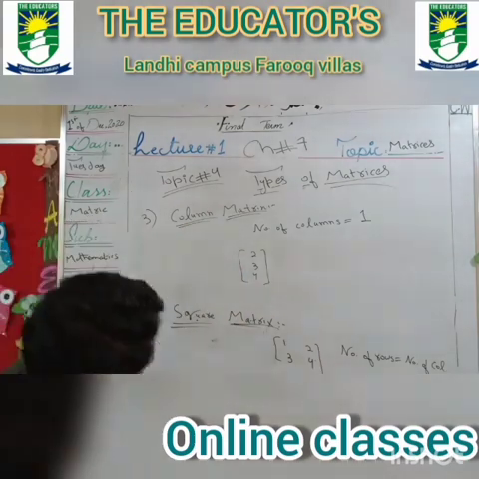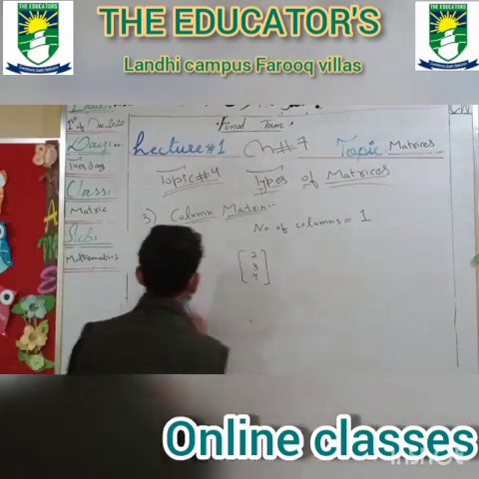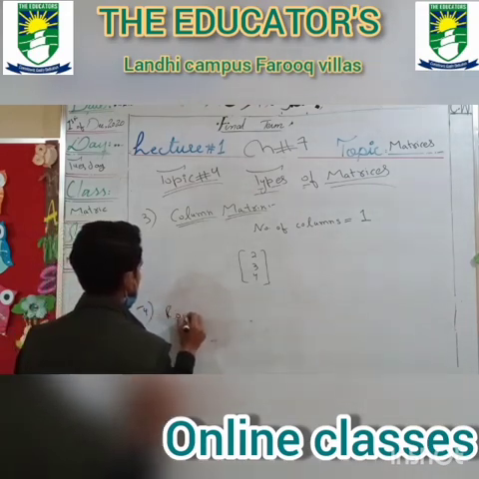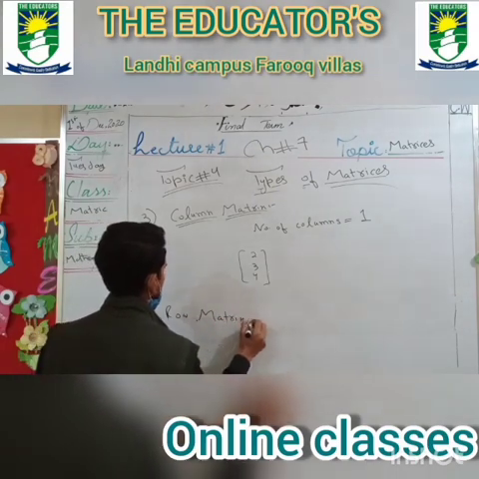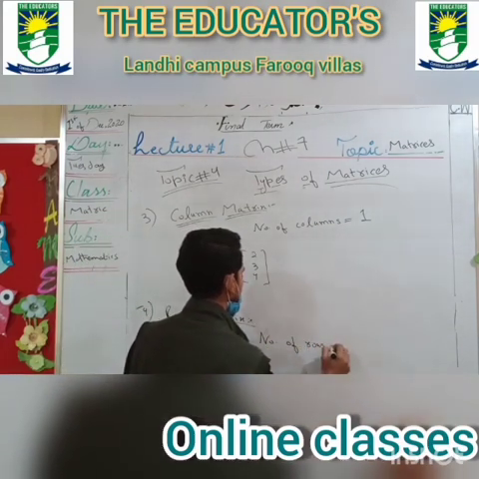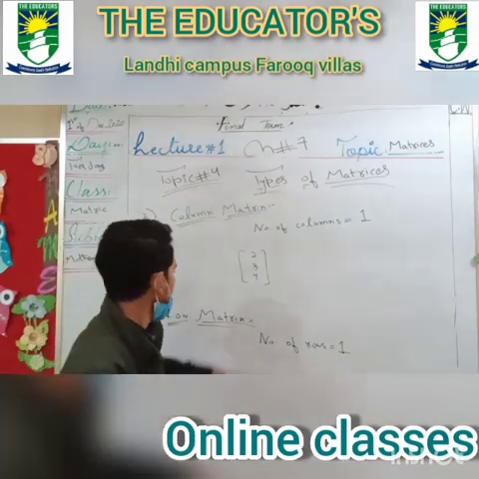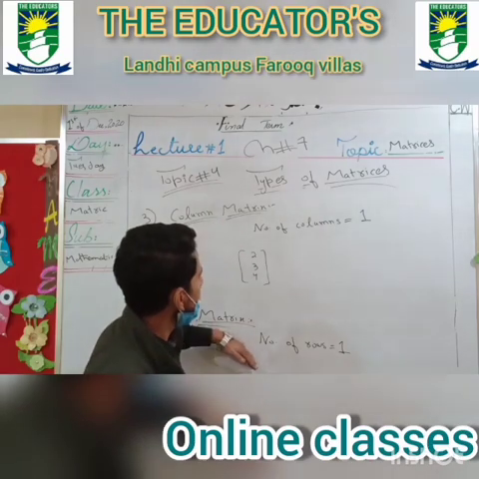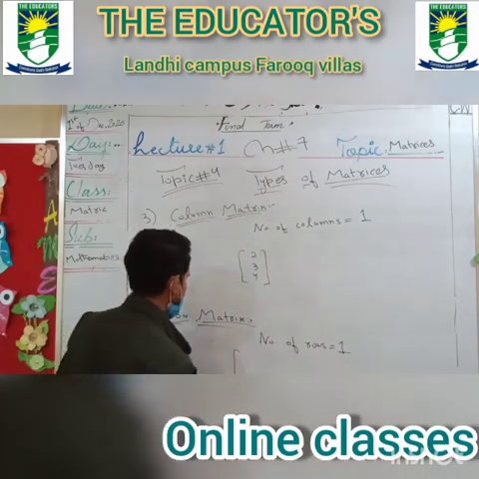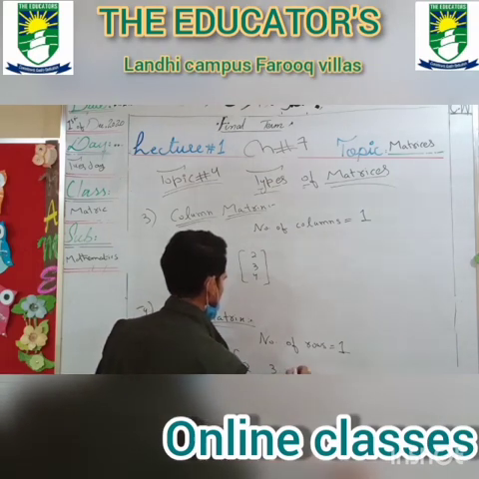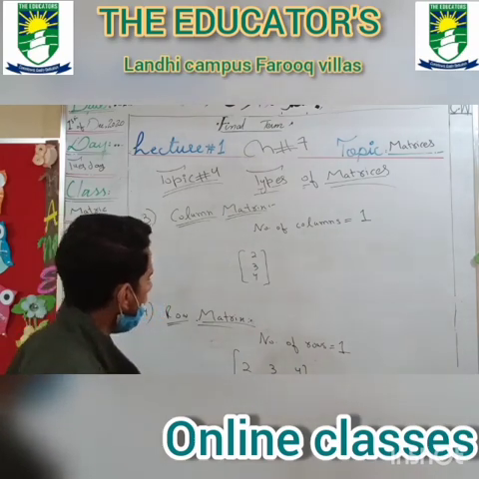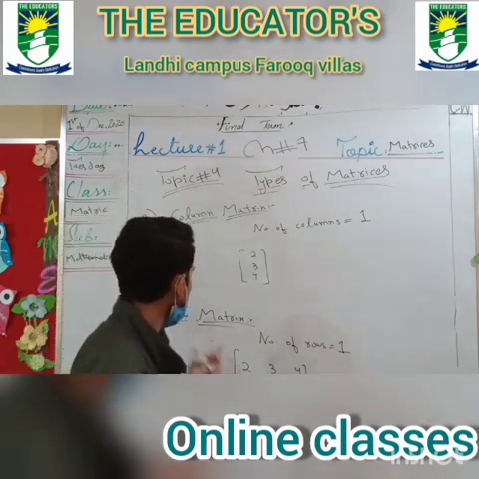So the topic number 4 is the row matrix. The condition for a row matrix is that the number of rows should be equal to 1. As we have done previously, the row matrix is similar to the column matrix. The only difference is that here the number of columns is 1 and there the number of rows is 1. I'm writing an example for a row matrix: 2, 3, 4. It may be seen clearly that in this matrix we have just one row. It doesn't matter how many columns there are. As long as you have just one row, you may term it a row matrix.